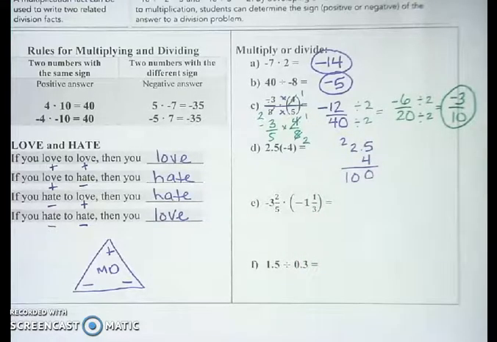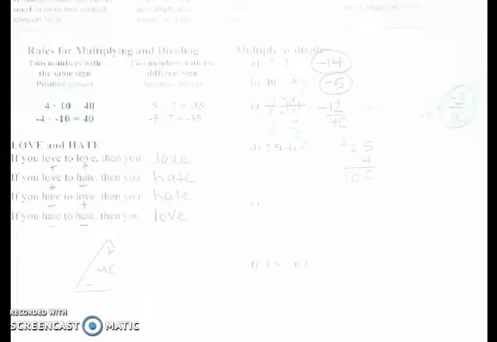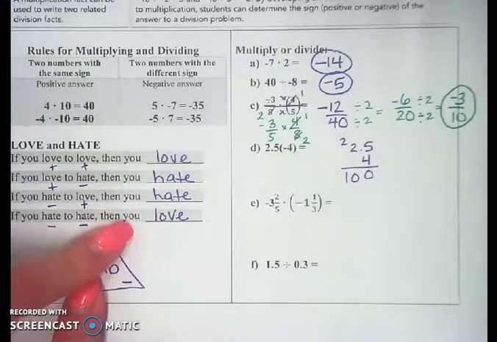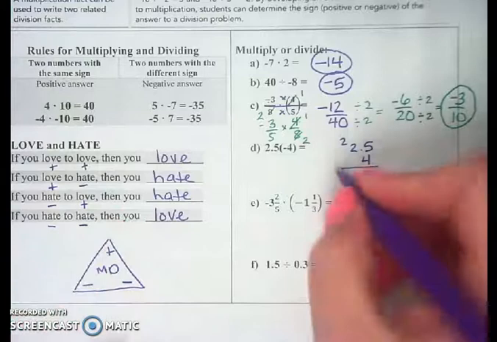Okay, then I got 2 follow-up questions this time. 1, positive or negative, just like last time. I have a positive 2 and a negative 4. A negative times a positive. I love to hate you. I should get a negative.